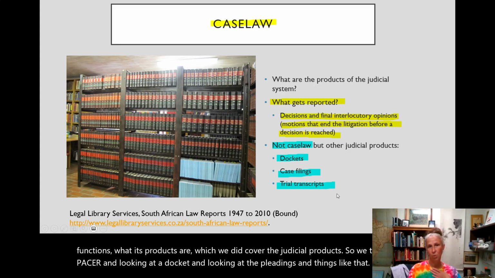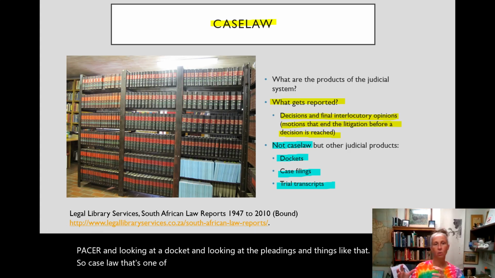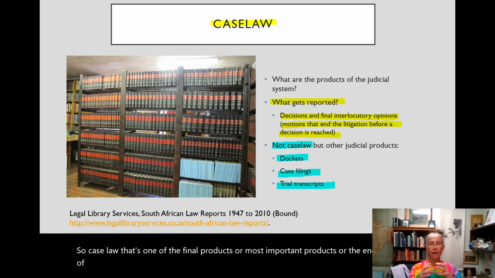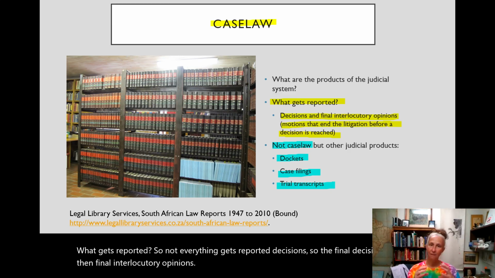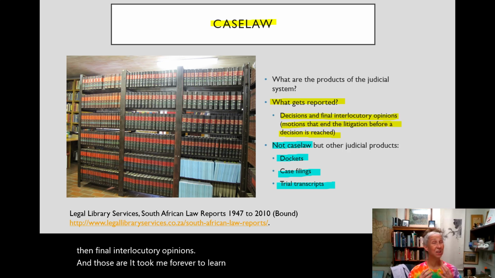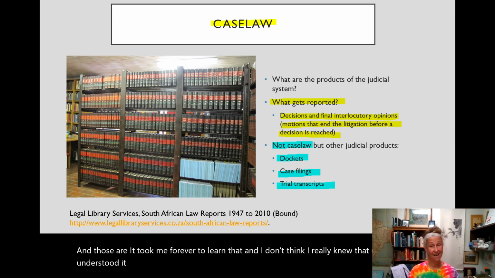So case law, that's one of the final products or most important products or the end products of the judicial system. What gets reported? So not everything gets reported. Decisions, so the final decisions, and then final interlocutory opinions. And it took me forever to learn that. And I don't think I fully understood it until I'd been teaching this class for several years.